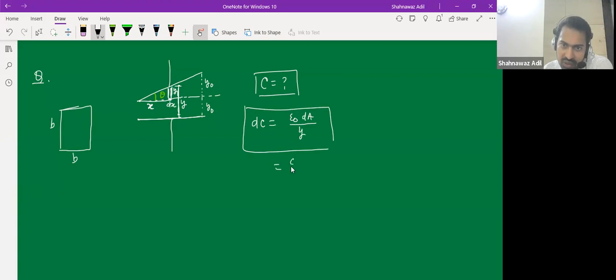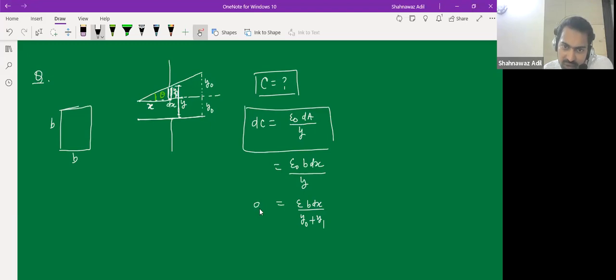So this would be epsilon naught, and this is as Shavez said. So the dimension is b dx, right? And then y. You can see that this y is y naught plus y1. So this is y1, and this is dx.